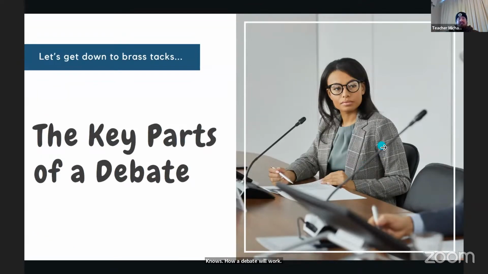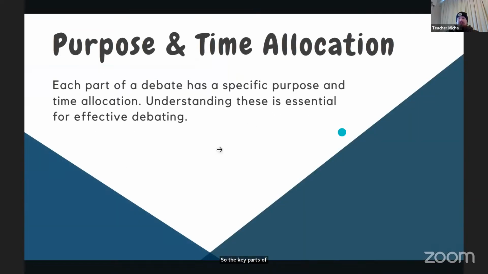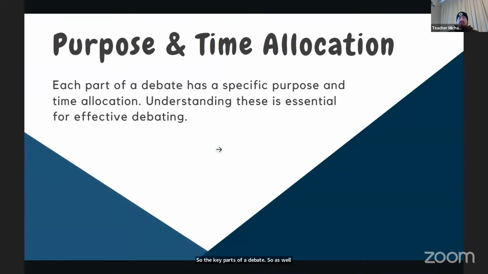So the key parts of a debate. As well as explaining what they are, we're also going to talk about their purpose and the amount of time that we allocate to each part of a debate. It's important to know this because if we understand how a debate works, we're able to participate more effectively and do better. It makes trying our hardest and doing our best easier if we know how it works.